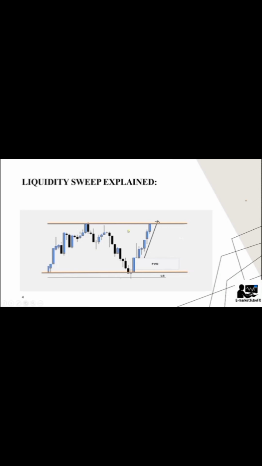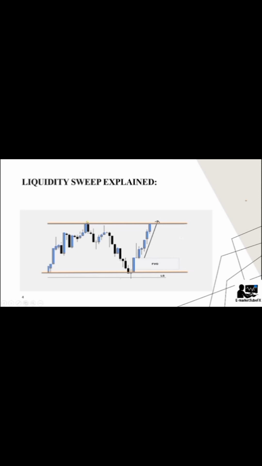So in this situation, as we can see here, we have this swing high here, and as price is pushing up here, if price is able to break this particular resistance and closes at the top here, it means that it has also swept the liquidity at this zone.